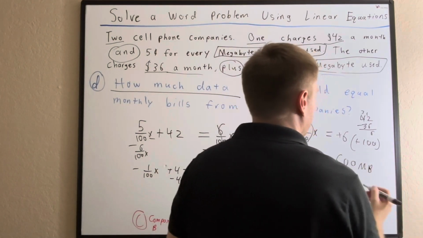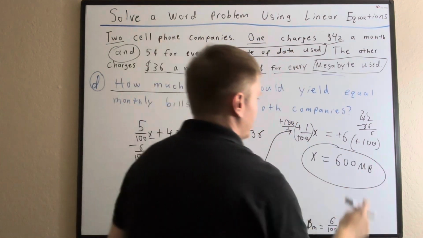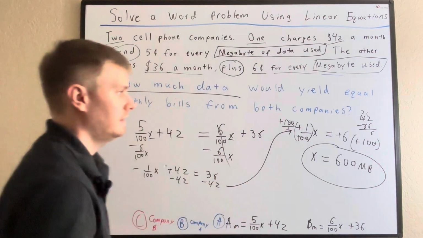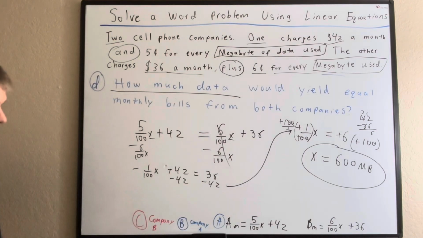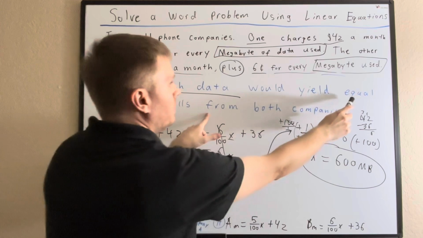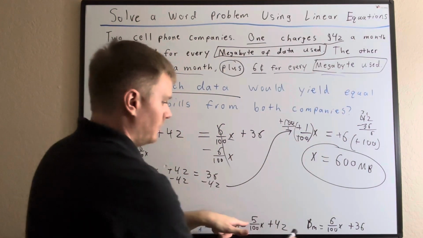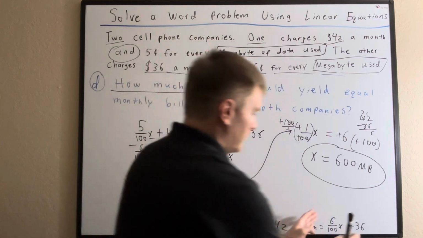Don't forget your units. They wanted how much data? We found how much data, 600 megabytes. And that is your answer for part D. So do you understand that? The monthly bills will be equal. So that's why we can set A sub m equal to B sub m.